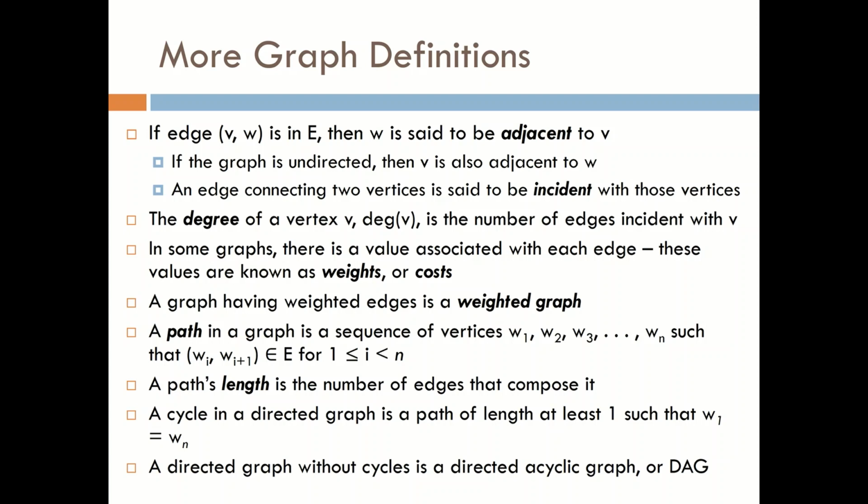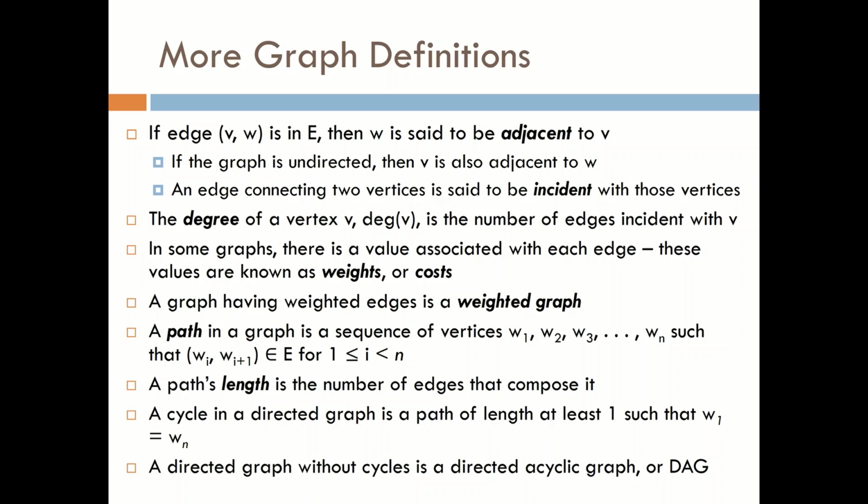Okay, so in some graphs, there is a value associated with each edge, and these are known as weights or costs. And we will use those in this class, and they'll be especially helpful when we try to do shortest path algorithms and the like. Okay, and so a graph with weighted edges is known as a weighted graph.